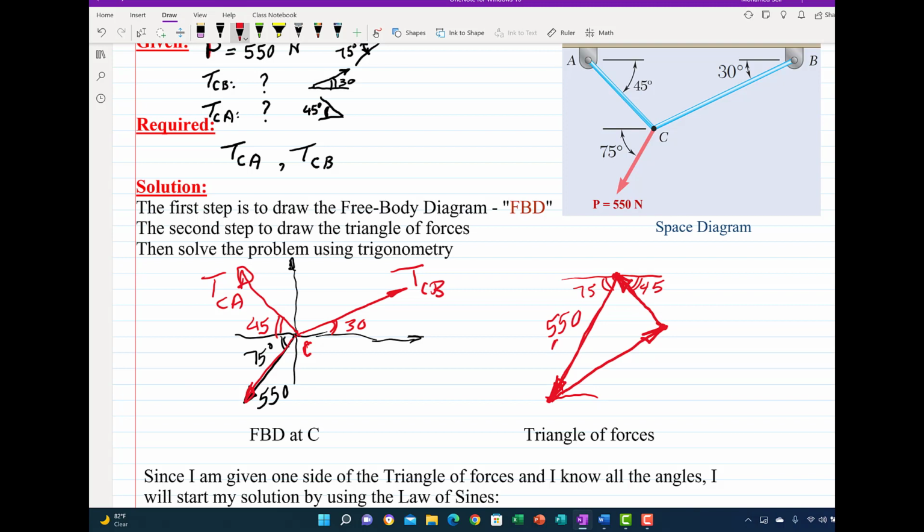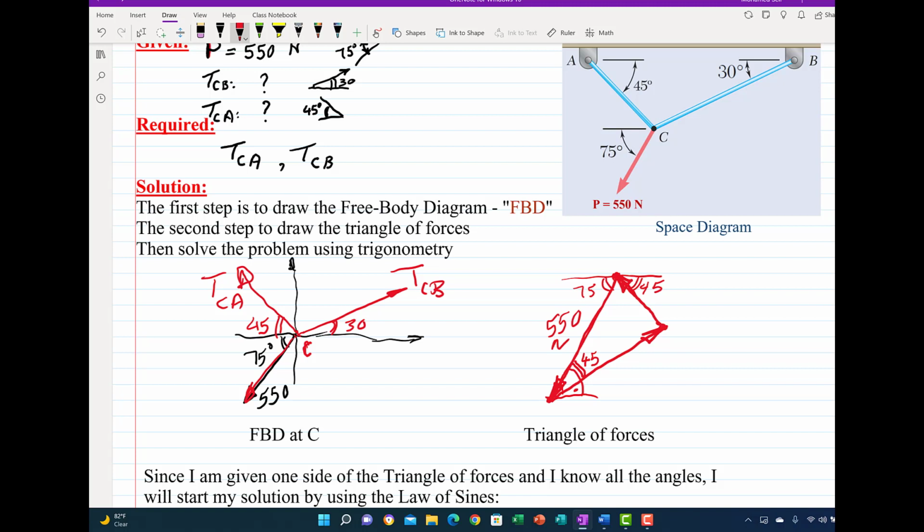Newton. Now the total angle here is 75, and this angle here is 30, so this angle will be how much? 75 minus 30 is going to be 45.